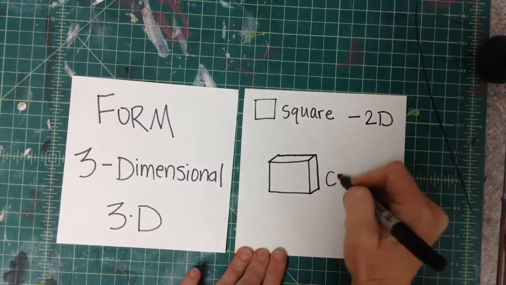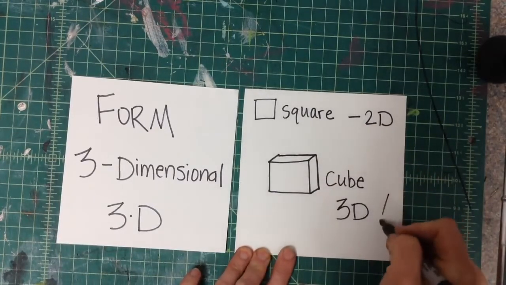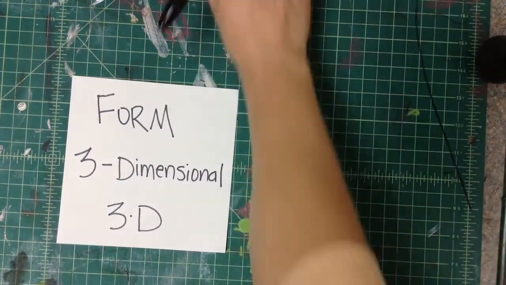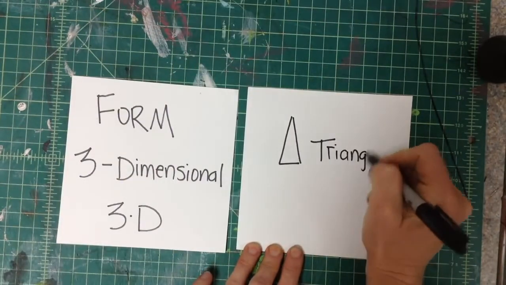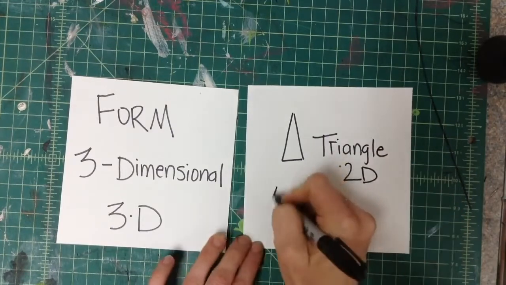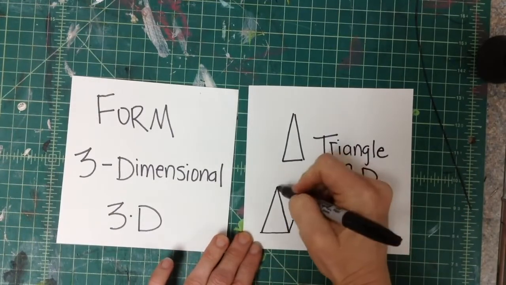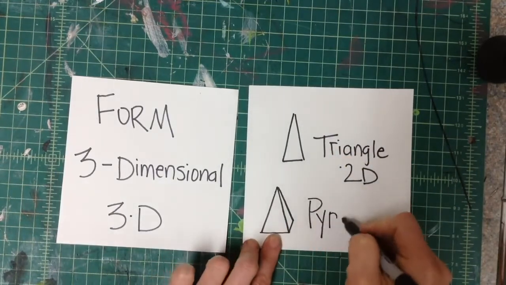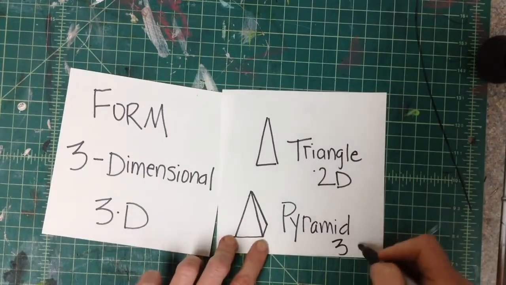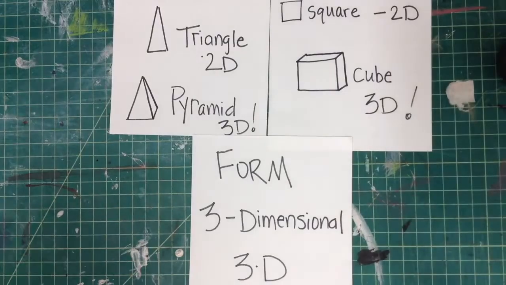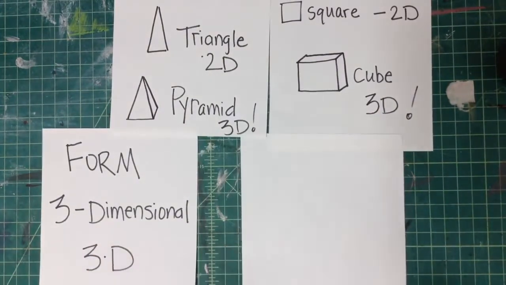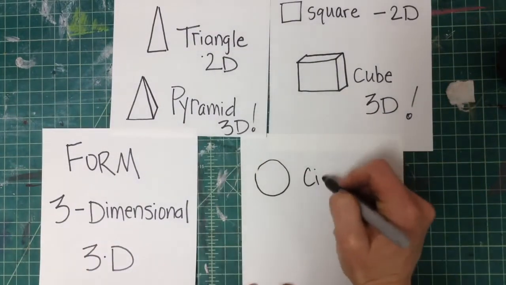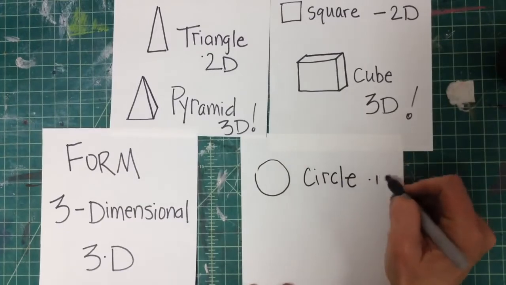A square is the 2-dimensional version of a 3D cube. A triangle is the 2-dimensional shape related to the 3D pyramid. A circle is 2-dimensional.